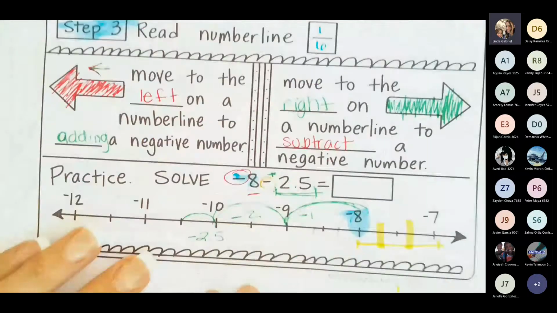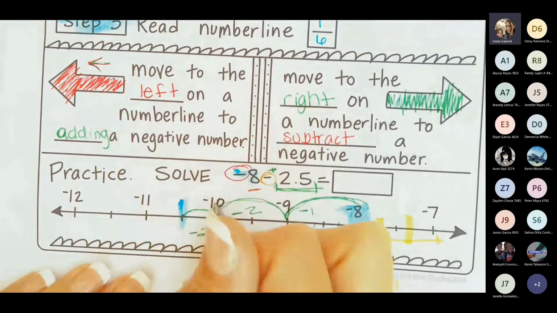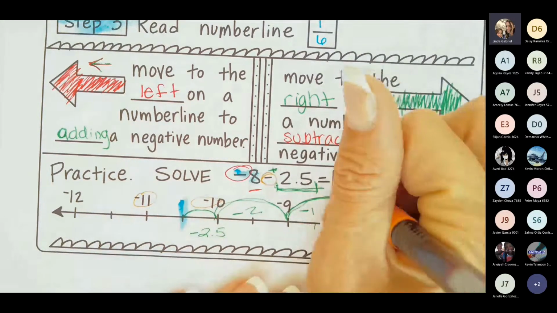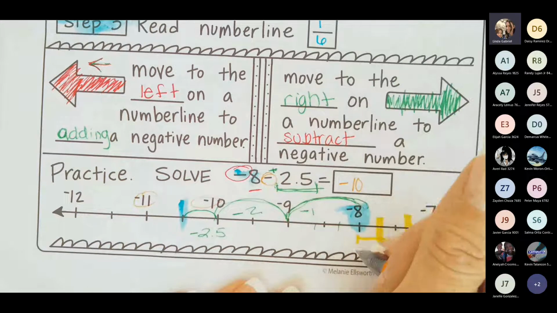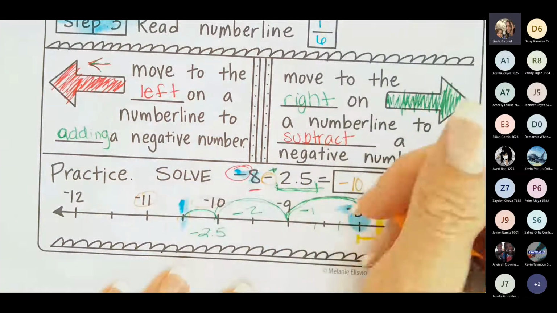Step 3, read my number line. It's in between negative 10 and negative 11, so it's greater than negative 10, so my whole number would be negative 10. And then I'm here in the middle, which is worth a half.